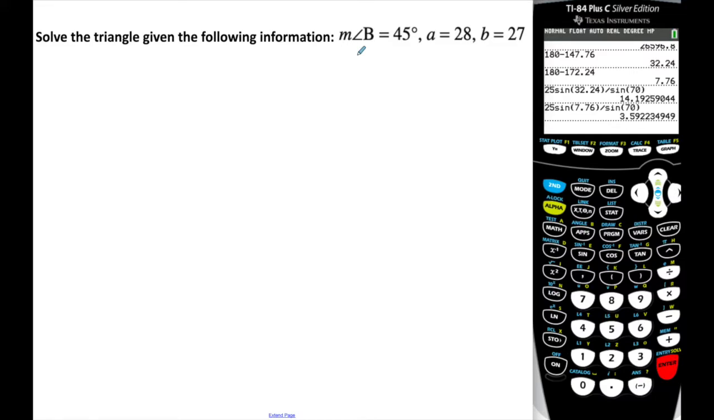If there's 1, solve the 1. If there's 2, give me both of them. If there's none, say there's none and show why. Okay, we'll pause the video, try to do that, and then when you're ready, unpause, and I'll show you how to solve.